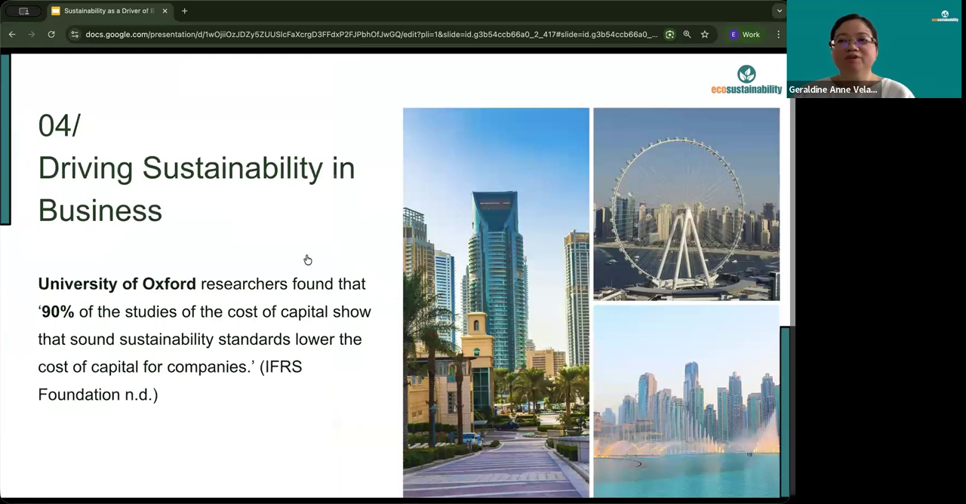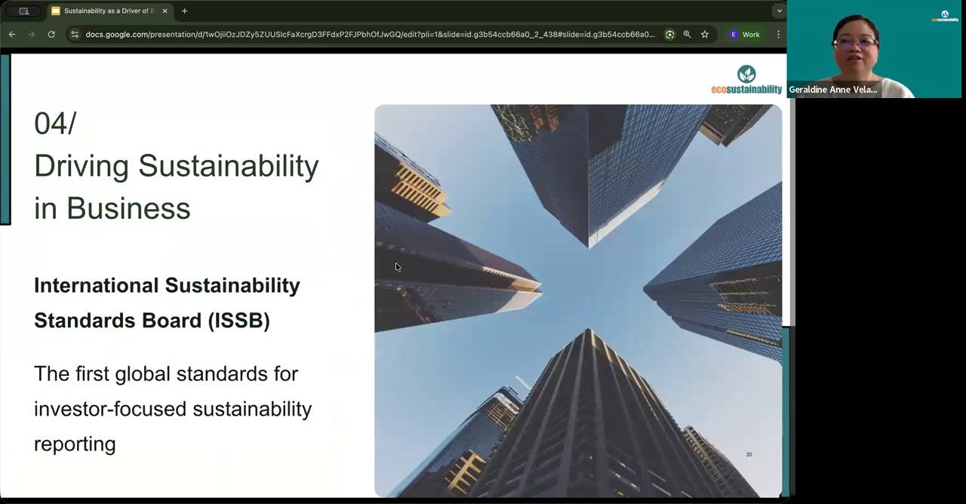Empirical research from the University of Oxford found that 90% of the studies of cost of capital show that sound sustainability standards lower the cost of capital for companies. There are various frameworks and standards for sustainability reporting. The International Sustainability Standards Board, or ISSB, was created under the International Financial Reporting Standards (IFRS) Foundation at COP26 to bring the same discipline to sustainability reporting that IFRS brings to financial reporting.